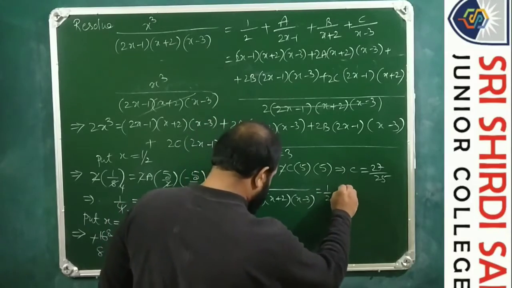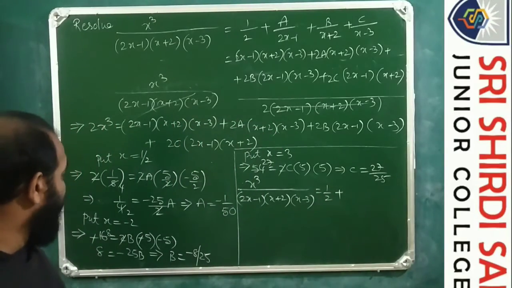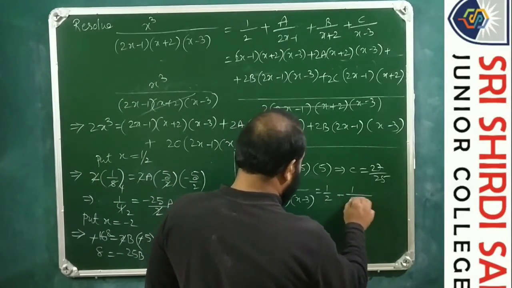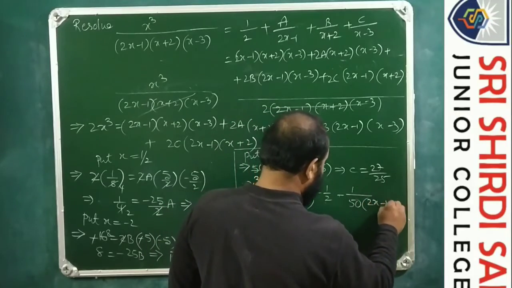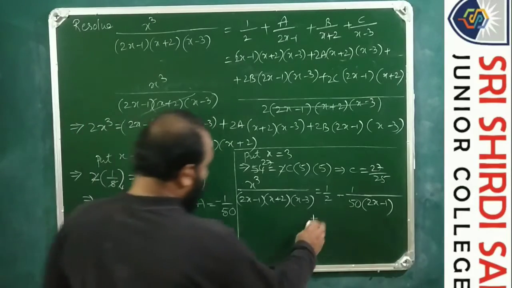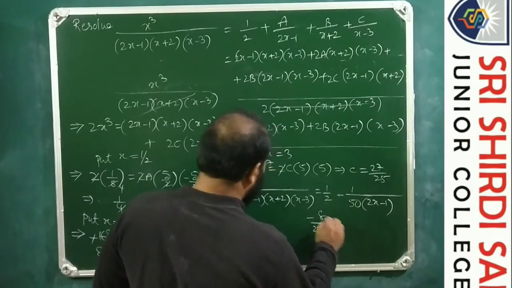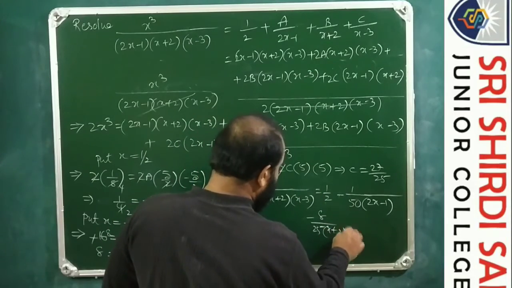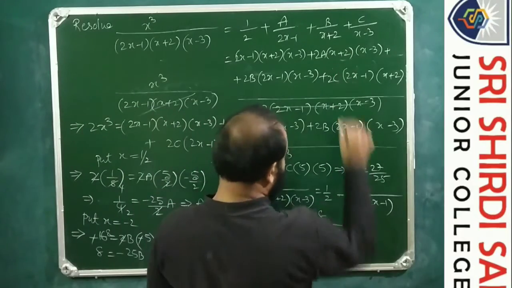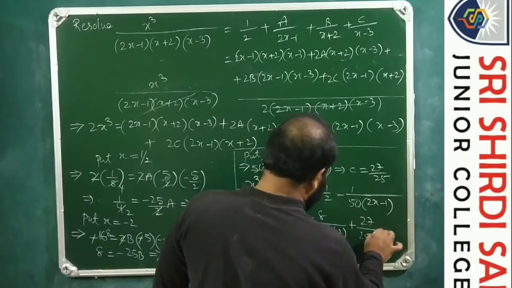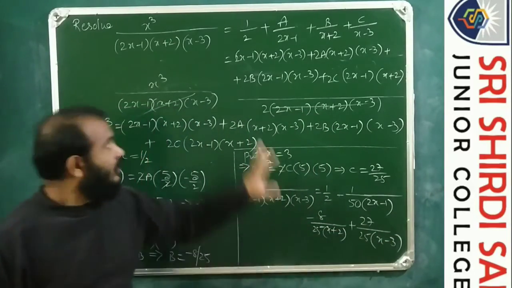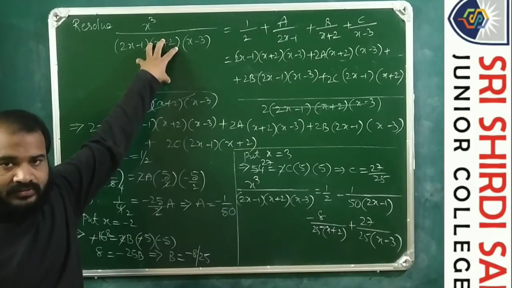Therefore x cube by 2x minus 1 into x plus 2 into x minus 3 is equal to 1 by 2 plus the value of a is minus 1 by 50 by 2x minus 1. So this is minus 1 by 50 into 2x minus 1 plus the value of b is minus 8 by 25. So minus 8 by 25 into x plus 2, plus the value of c is 27 by 25 by x minus 3. 27 by 25 into x minus 3. These are the partial fractions for the improper fraction that is given to us.